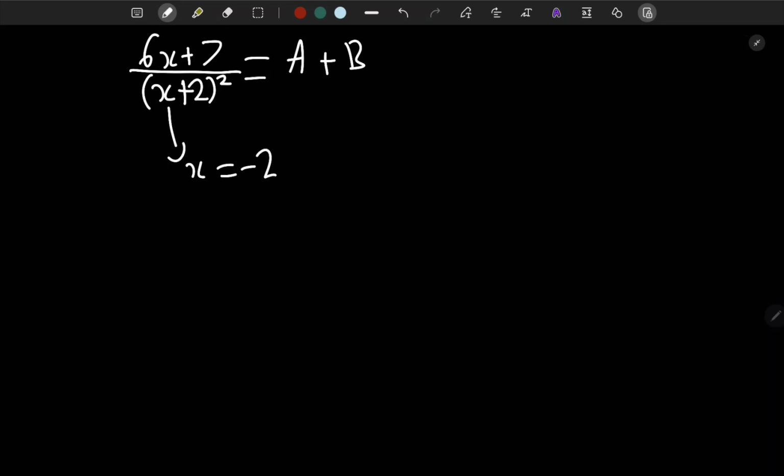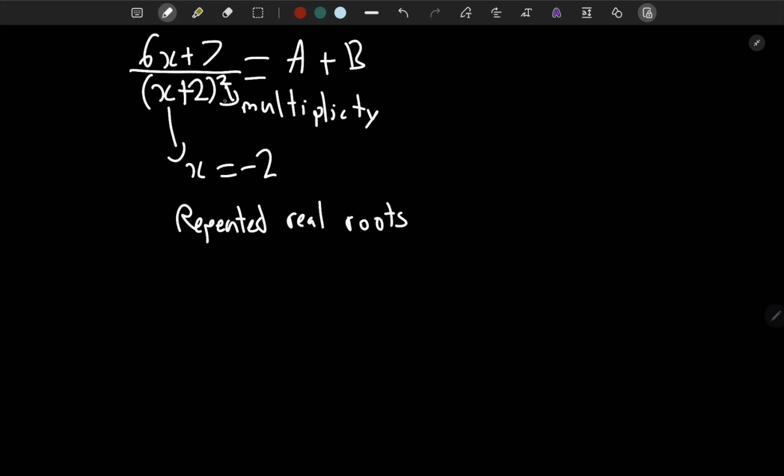So here we know that we have, let me just write it down, repeated real roots. And how do we know that? The number over here, which is the 2, the power, is called the multiplicity. And multiplicity tells us how many times the root is repeated here. So here it is repeated 2 times. It might be 3. This means the root is repeated 3 times. The one root is repeated 3 times.